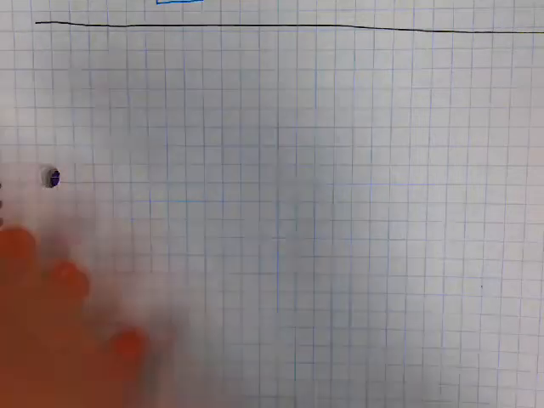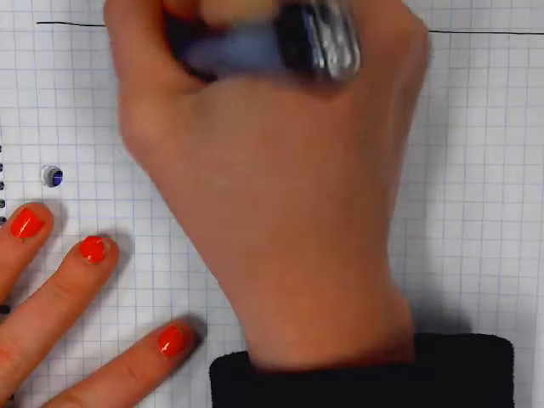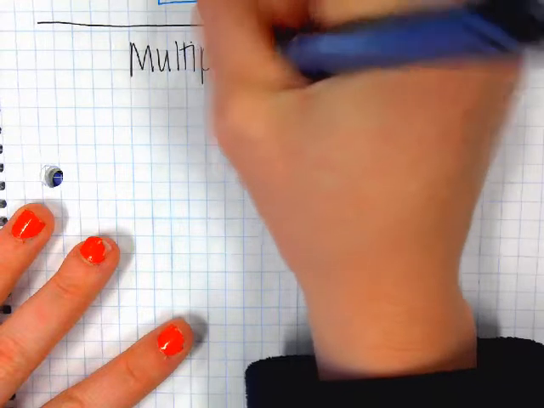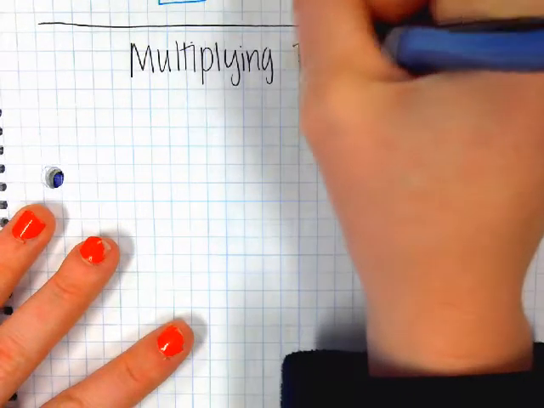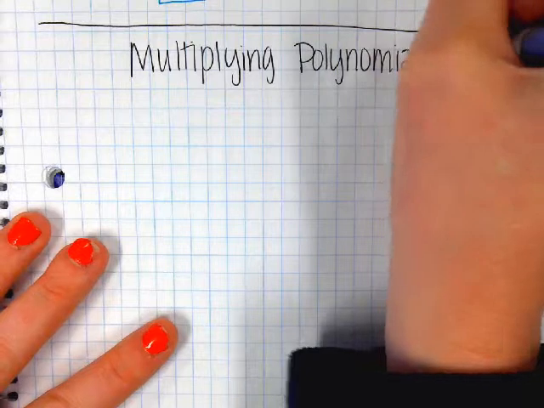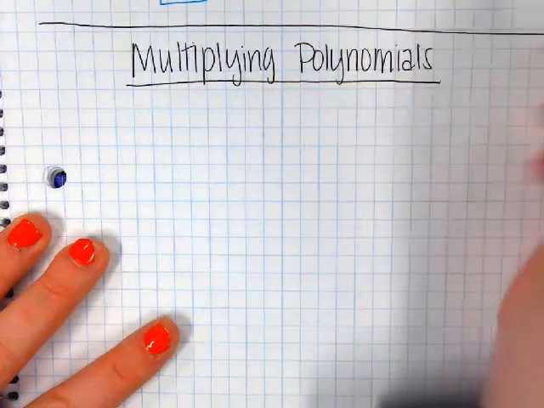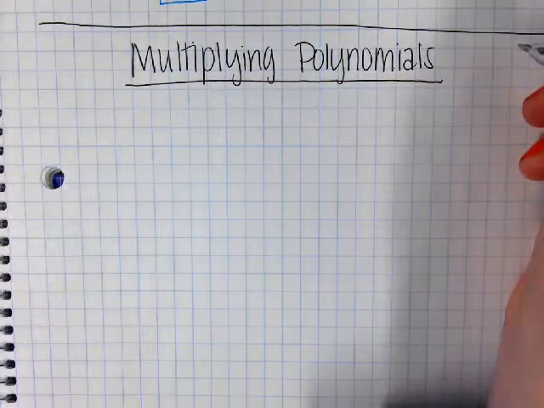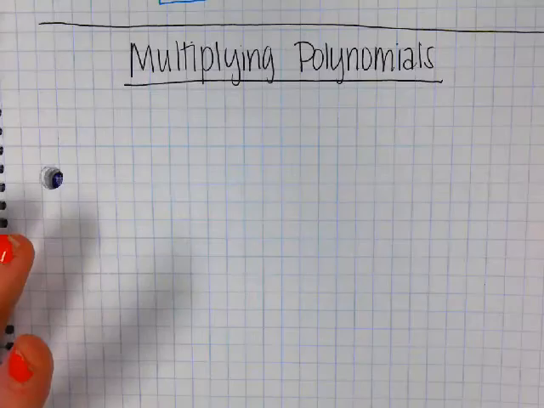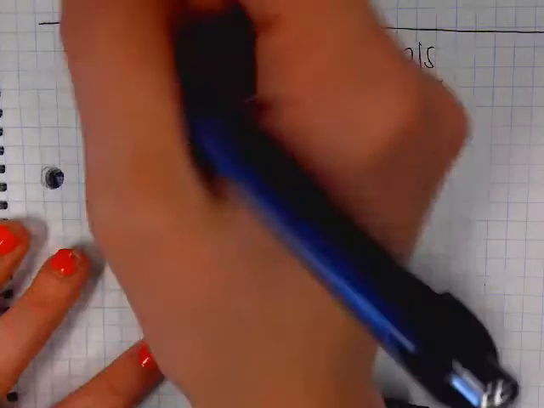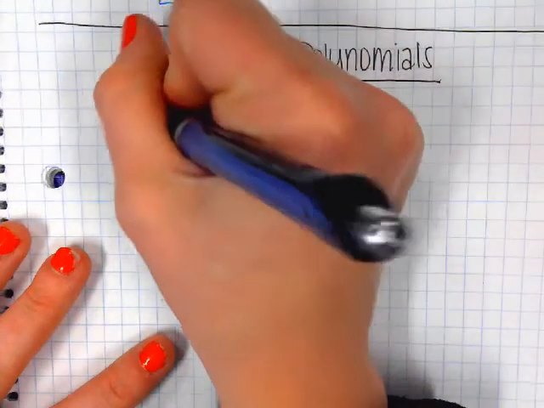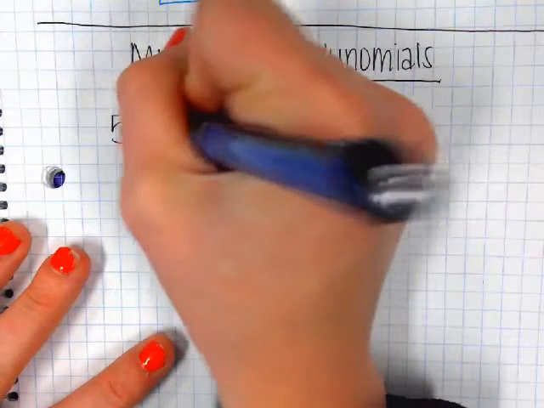Okay, multiplying polynomials. So if you have, and this is just our first example, if I have 5 times x plus 4.